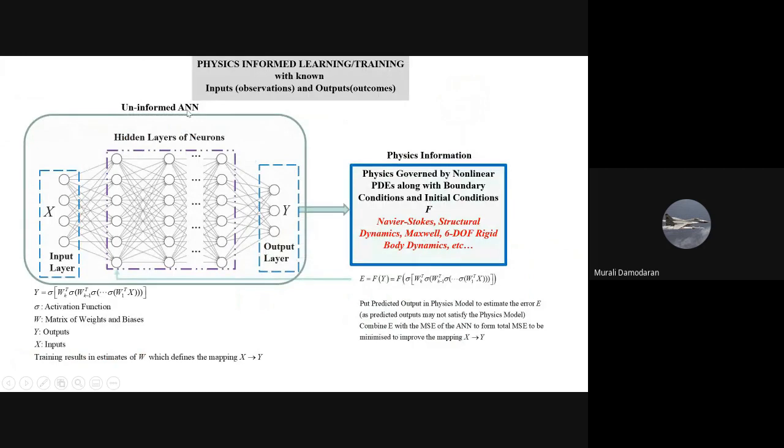So the physics-informed network looks like this. Okay, so this is the uninformed ANN, because this is just data driven. Input, output, and some prediction. But that output is being informed by the governing equations of the process you're trying to model. So that is what physics-informed learning and training is all about.